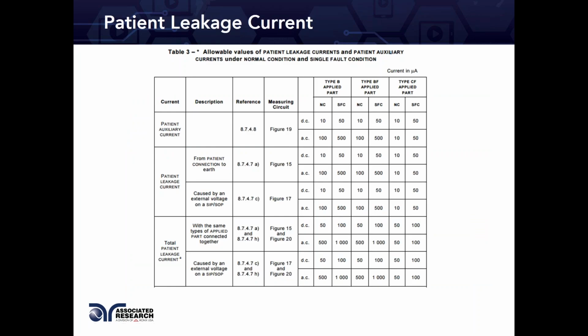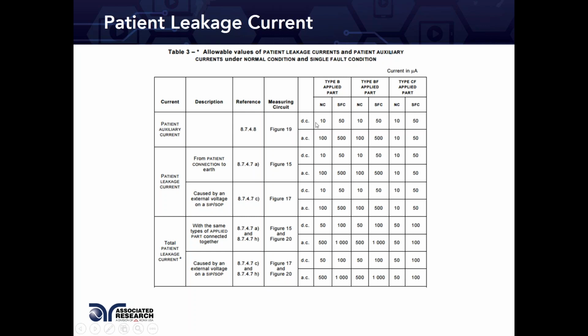As I mentioned earlier, Table 3 is allowable values for patient leakage current and patient auxiliary current under normal condition and single fault condition. All these currents are listed in microamps. So if you take a look at the first one, the patient auxiliary current. Now this is, again, measuring between one applied part to another applied part. What kind of leakage current are you seeing?